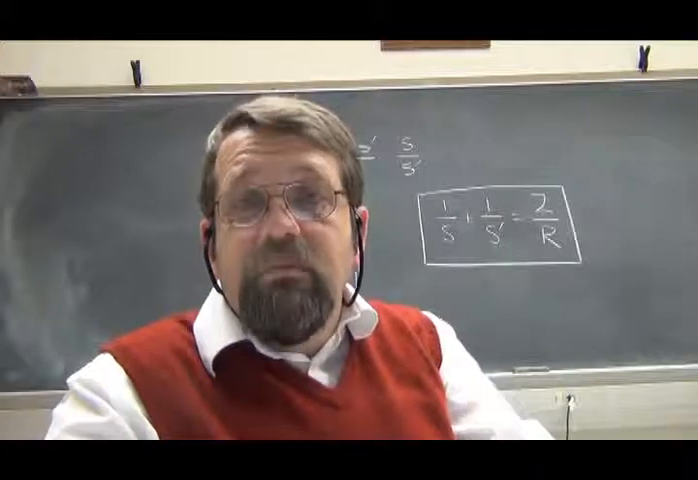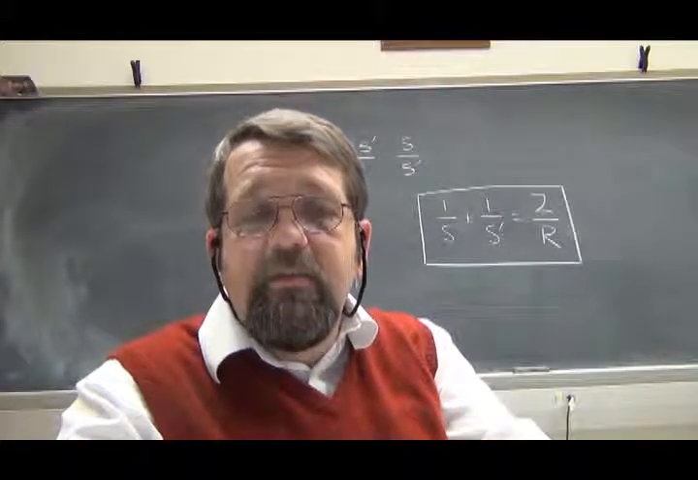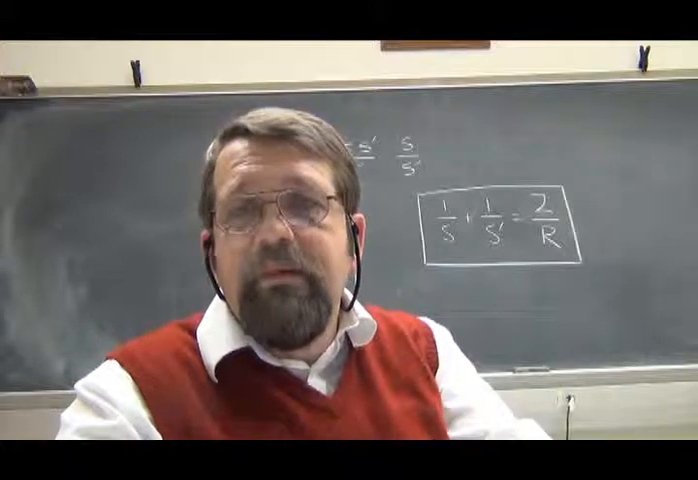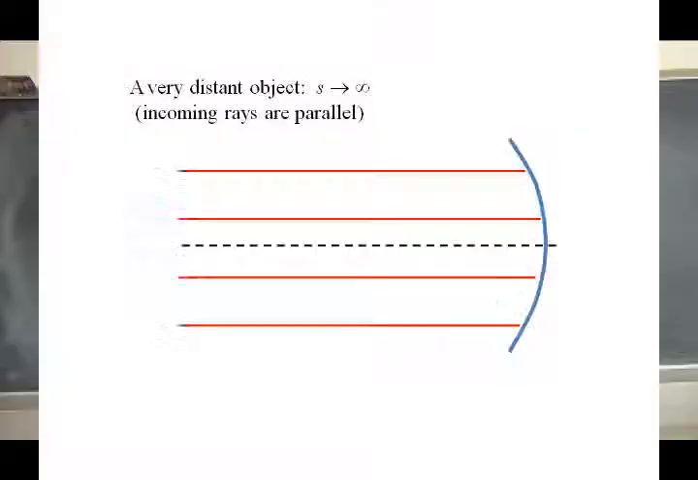Let's look at another extreme case. Let's suppose you had a very distant object, an object that was maybe as far away as the sun. Maybe it is the sun. In any case, the object distance is practically infinite. So that means that the incoming rays from the object are essentially parallel. They diverge from a point on the object, but that point is so far away they're essentially parallel.